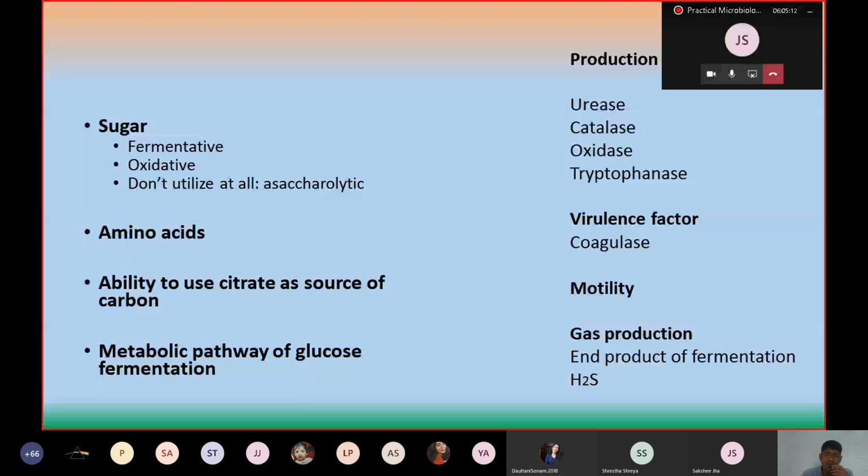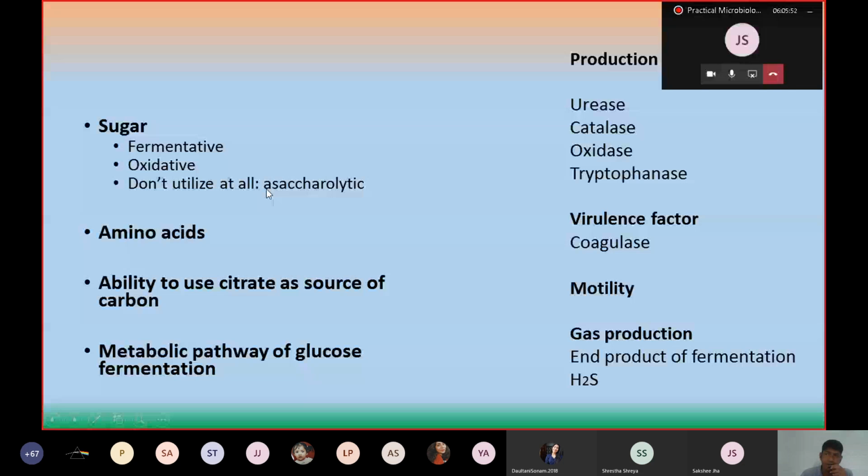Like certain organisms can ferment glucose, certain organisms cannot ferment glucose, but they can utilize glucose in presence of oxygen, and certain organisms cannot ferment or utilize any of the sugar, neither monosaccharide, nor disaccharide. Any of the sugar they cannot utilize at all. And those organisms are called asaccharolytic. Saccharo means sugar. Lytic means that can use it, split it. A when it comes before gives the negative meaning. They cannot at all. So this is one of the ways we test utilization of sugar.